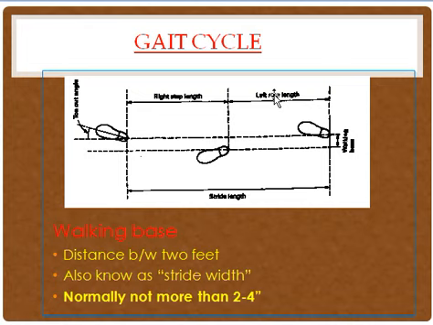Okay? Or we also call it the width of base of support. It is the linear distance between the midpoint of the heel of one foot and the other foot. The width of the walking base that we see is increased in people who are either elderly or small children, toddlers, or who have some balance issues.